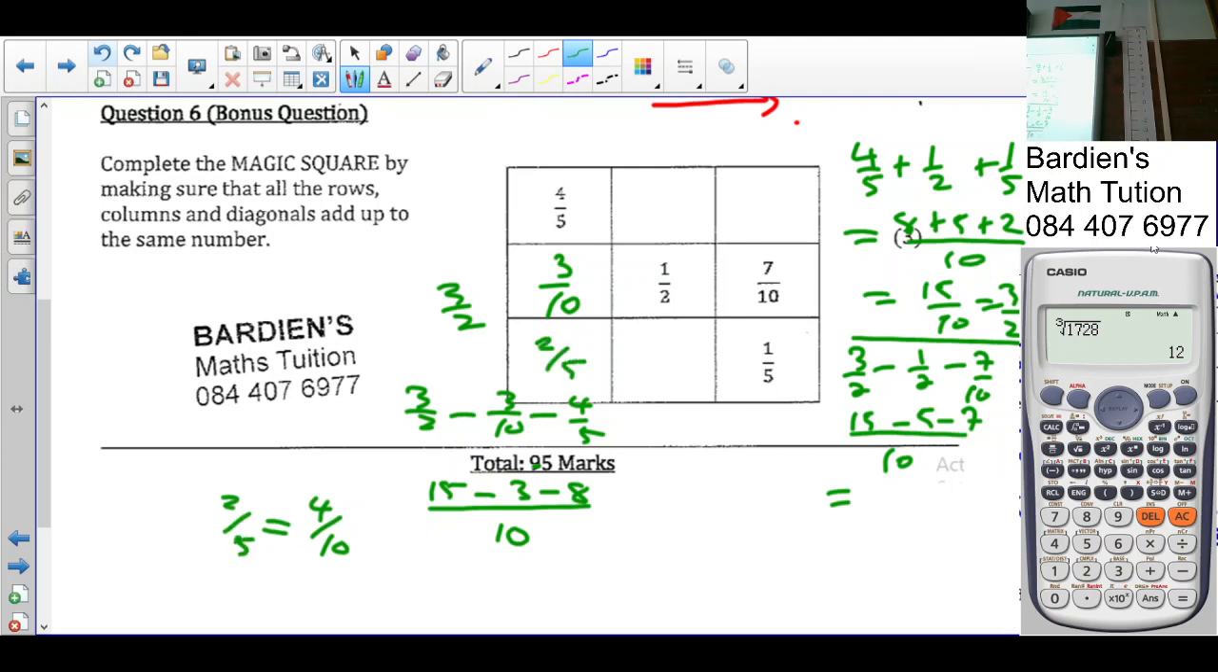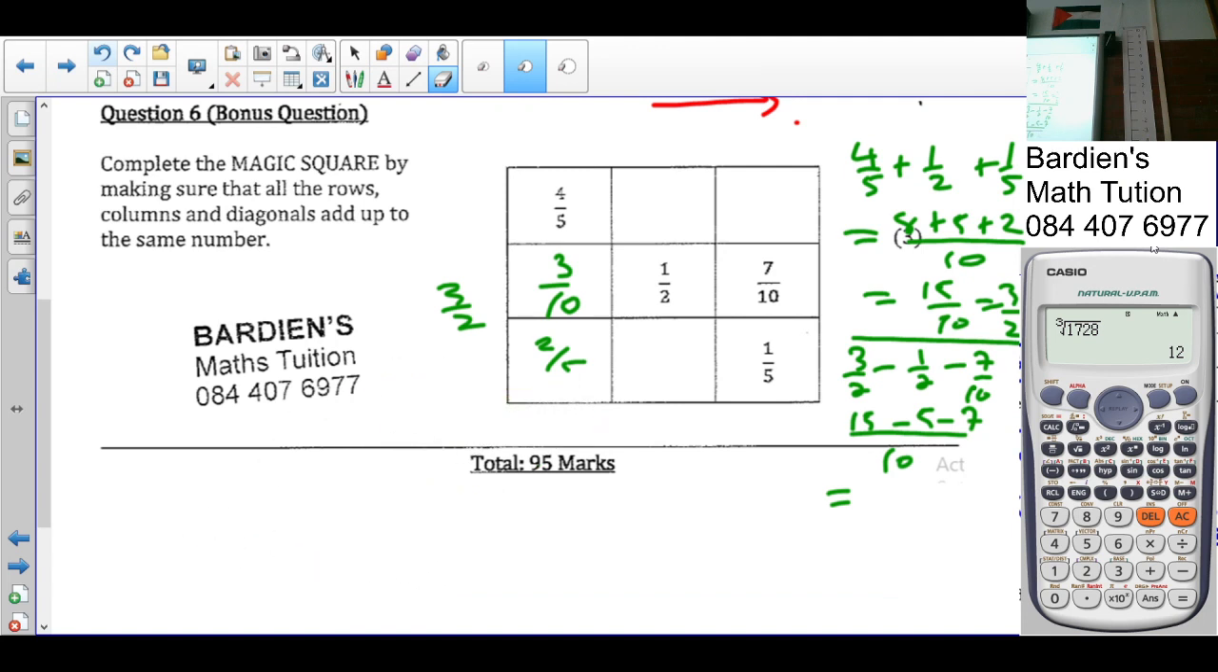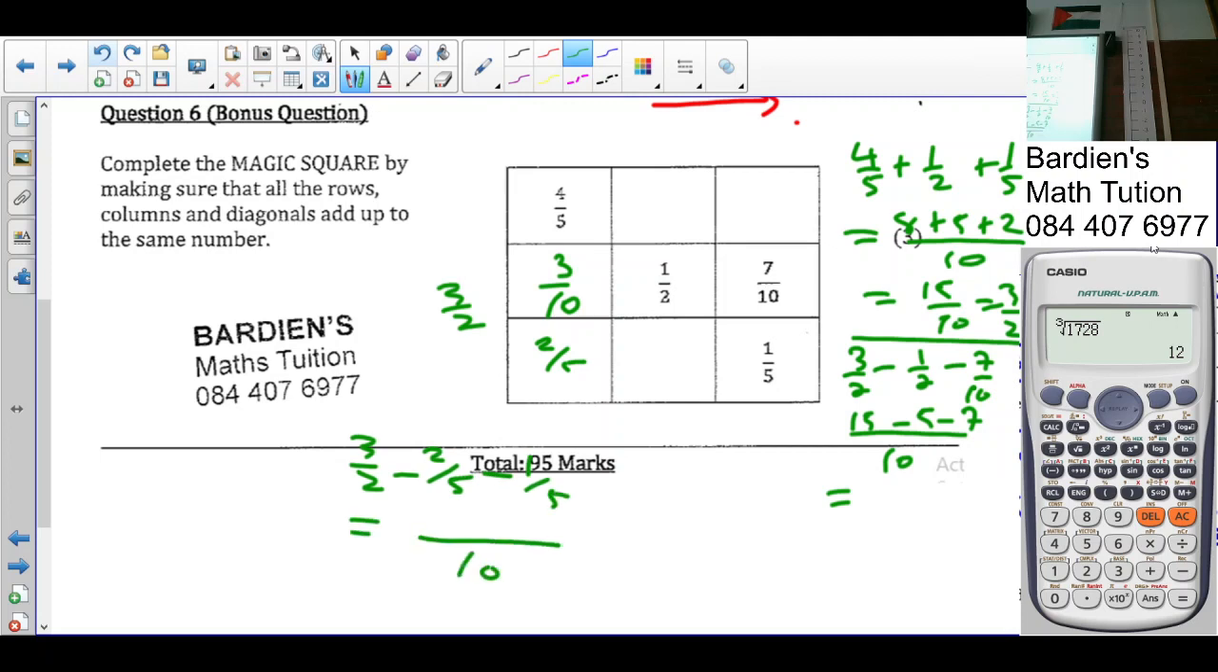Can you see that? So this across here is going to give you 3 over 2 minus 2 over 5 minus 1 over 5. Again the LCM is 10. It's 15, so 3 times 5 minus 4 minus 2. That's going to give you 9 over 10. Correct? Did you guys get that answer?